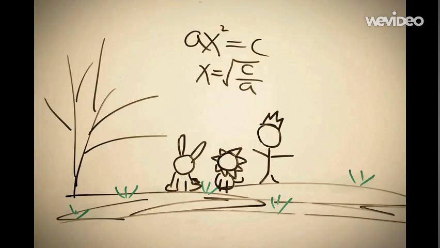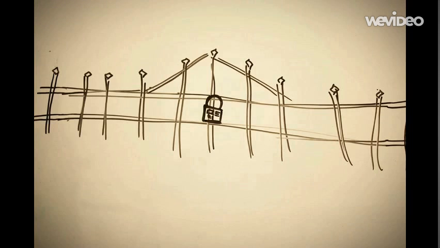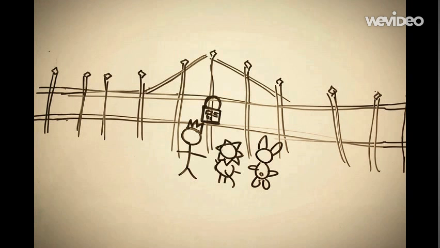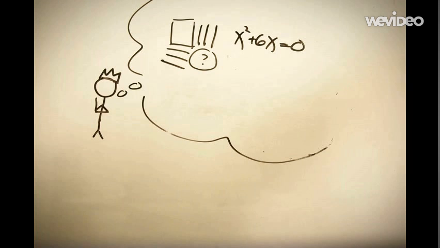And then they all go to find the princess and come across a gate with a lock. Dun dun dun. And on the lock, there's an equation. Not really an equation, complete the square something. And its guardian, the cat. The complete the square equation is x squared plus 6x equals 0.